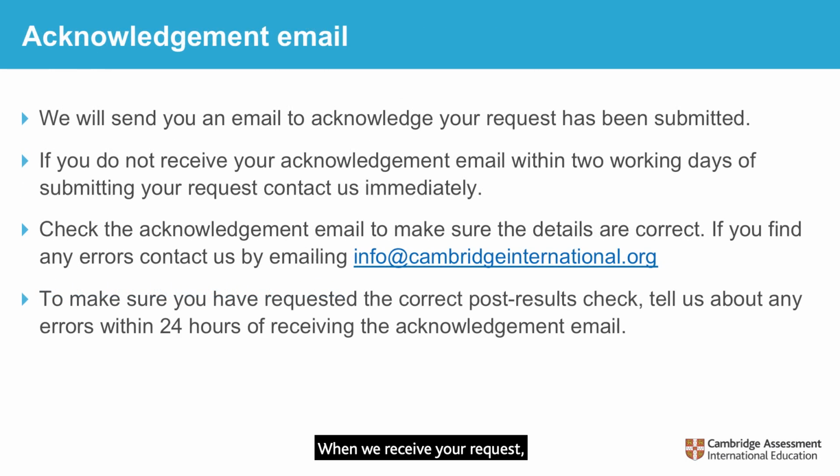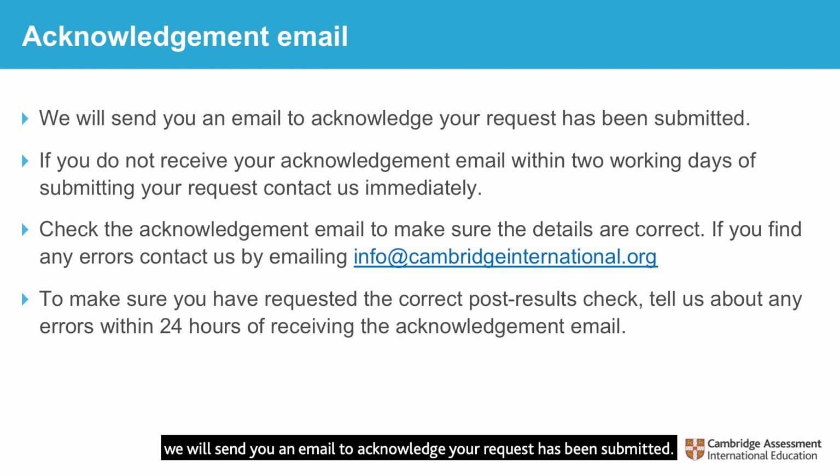When we receive your request, we will send you an email to acknowledge your request has been submitted. If you do not receive your acknowledgement email after 2 working days of submitting your request, contact us immediately, as this may mean we have not received your request. You should check the acknowledgement email to make sure the details are correct. If you find any errors, contact us immediately. You can email info@cambridgeinternational.org with the query. Please report any errors to us within 24 hours of the acknowledgement email being issued to make sure you have submitted the correct post-results check.